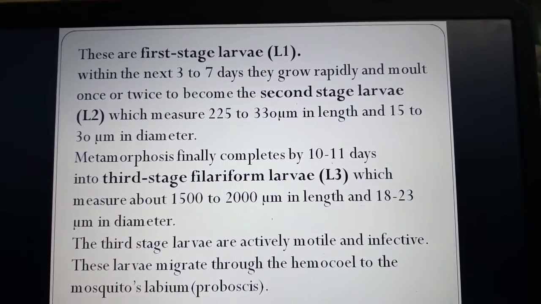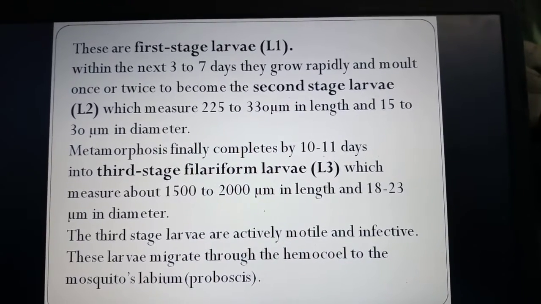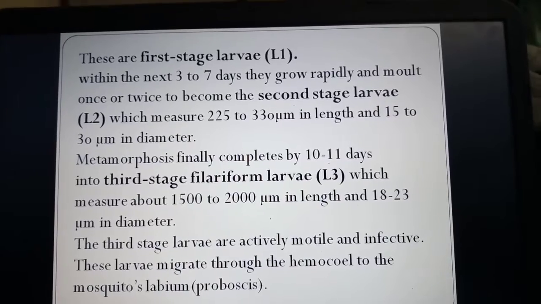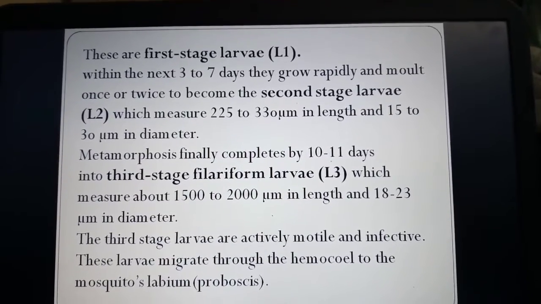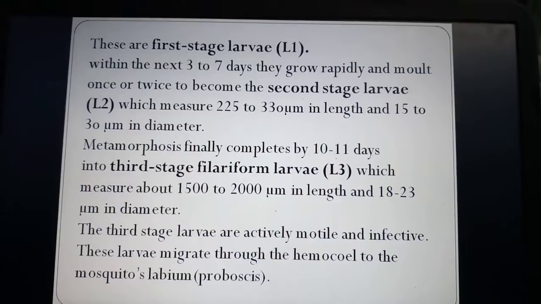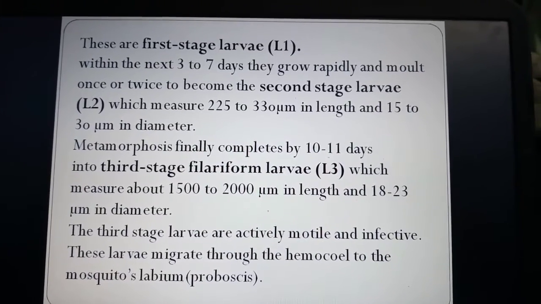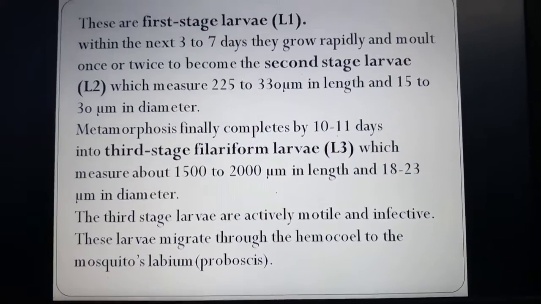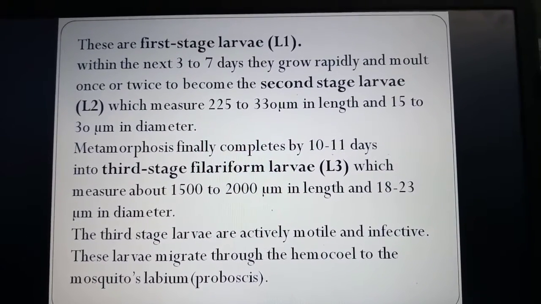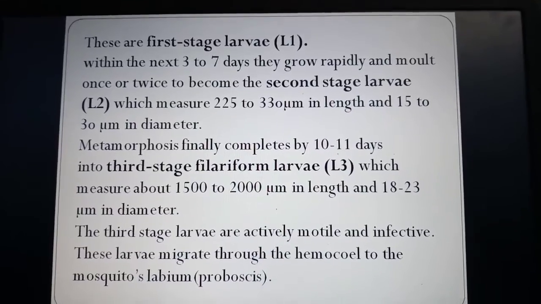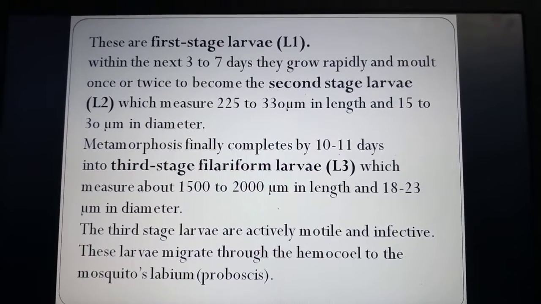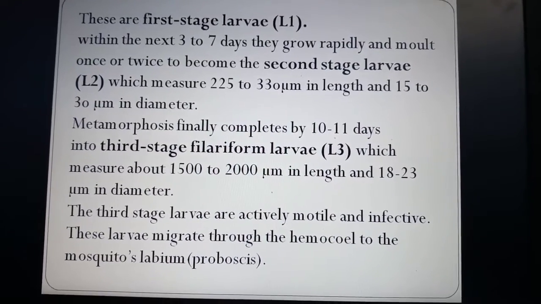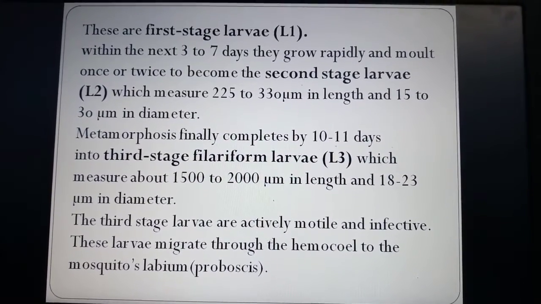Within the next 3 to 7 days, they grow rapidly and molt once or twice to become the second stage larvae, L2, which measure 225 to 330 micron in length and 15 to 30 micron in diameter. Metamorphosis finally completes by 10 to 11 days into third stage filaria larvae, that is L3, which measures about 1500 to 2000 micron in length and 18 to 23 micron in diameter.